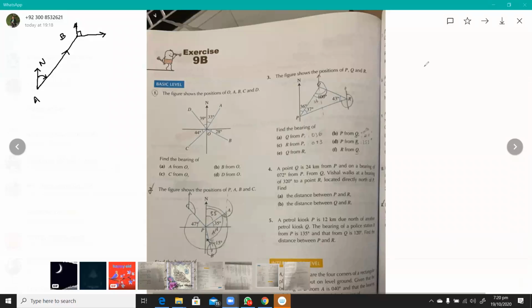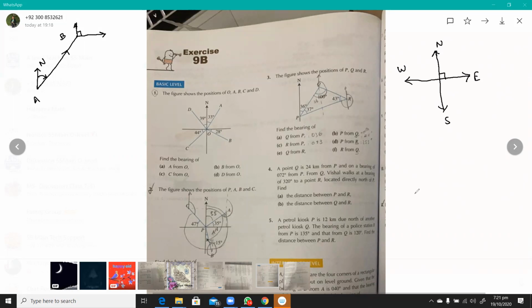Typically, bearings, you must know, these are the typical directions for the bearing. You have north here, this is east, this one is the south, and this is the west over here. Okay, so bearing is a clockwise angle from north.